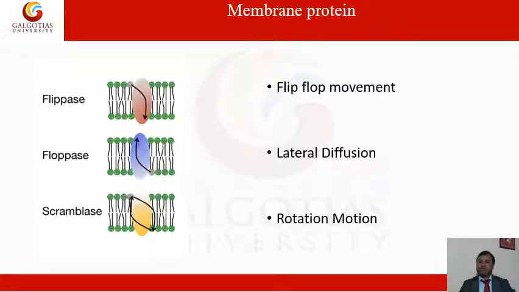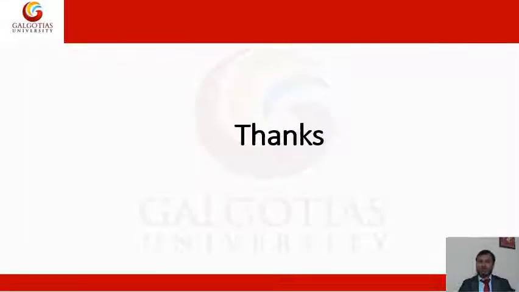Another movement is lateral diffusion. In the lateral diffusion, the phospholipid molecule will diffuse from one position to another position. So suppose this molecule will go here and replace another molecule. So this is the lateral diffusion. And rotational movement: all phospholipids show the rotational movement, that is the axial movement, where the phospholipid is moving on its axis. So three types of movement are present in the plasma membrane that can be explained by the fluid mosaic model. Thank you.